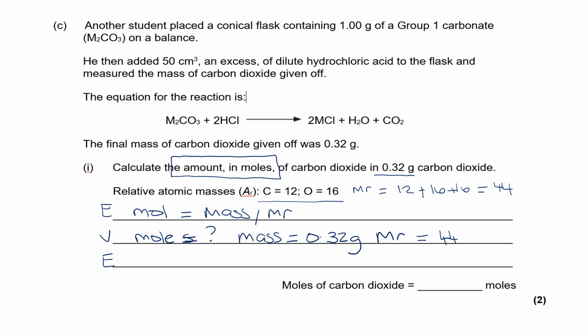The E stands for the equation with substitution. So this time we write in moles equals, we put in our numbers or our values, 0.32 divided by 44, and then it gives you here a line for your answer. If you put that into your calculator, it comes to 0.007 moles.